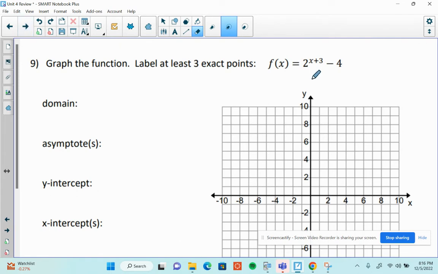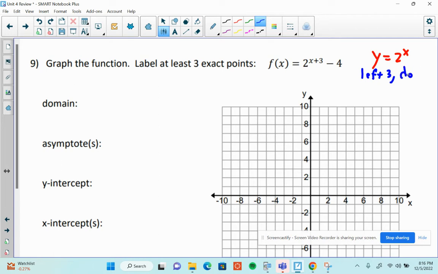This one's an exponential. So we're going to take the basic graph, y equals 2 to the x power, and we're going to move it. That plus 3 is going to move it 3 to the left. So we're going to move it left 3. The minus 4 is going to move it down 4. And that basic exponential graph goes through the y-axis at 1, and it's going up fairly quickly. And it's got a horizontal asymptote at the x-axis, the line y equals 0.